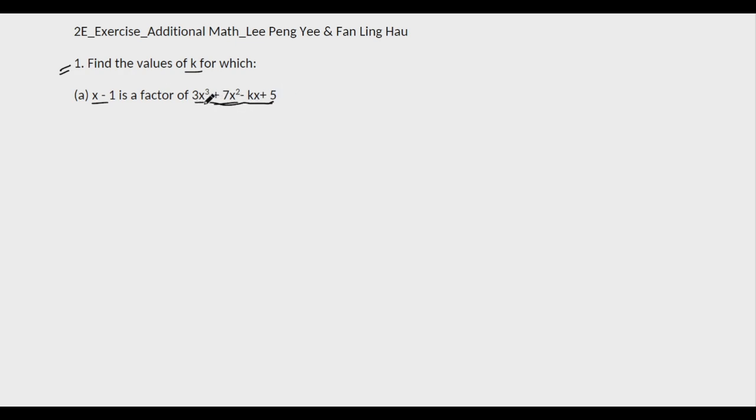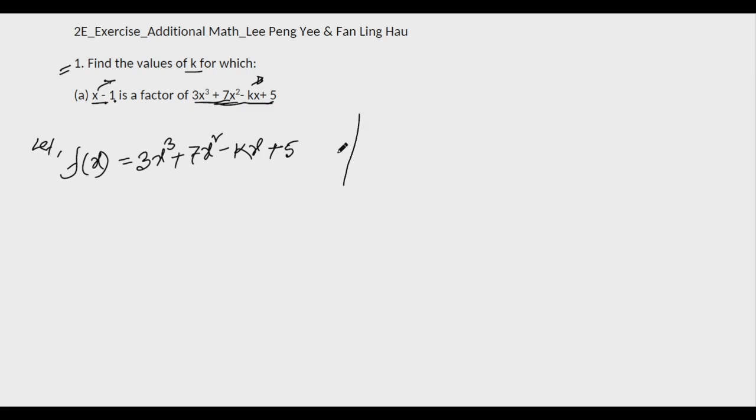This means if we divide this expression by x minus 1, the remainder will be 0. Here x is the only variable and k is a constant. We should find the value of k. First, let us define a function f of x is equal to 3x cubed plus 7x squared minus kx plus 5.